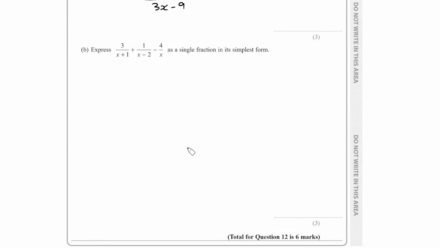Part B, express 3 over x plus 1 over x minus 2 minus 4 over x as a single fraction in its simplest form. So obviously adding and subtracting fractions, you do need to have common denominators, whether it's algebraic or not. So in this case, I would just multiply them all together, because I think otherwise it's quite complicated, isn't it? So my common denominator, let me do one at a time, would just be, just put them in brackets, x at the front, x plus 1, x minus 2.